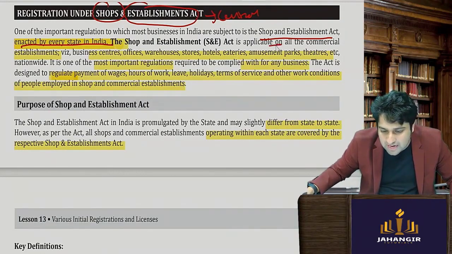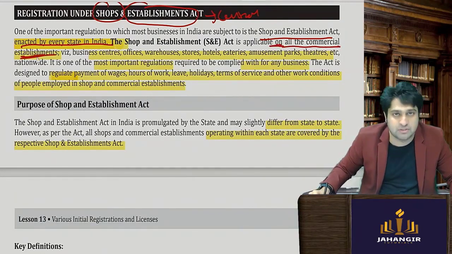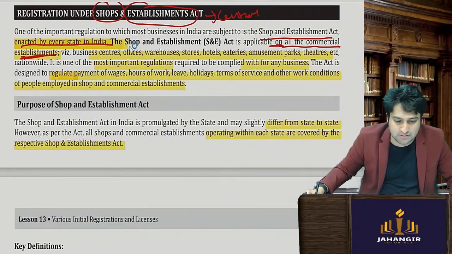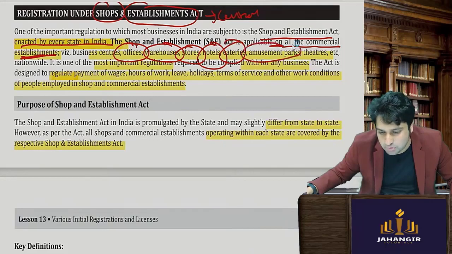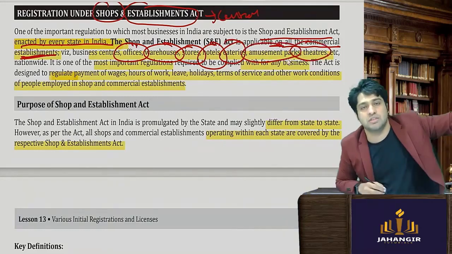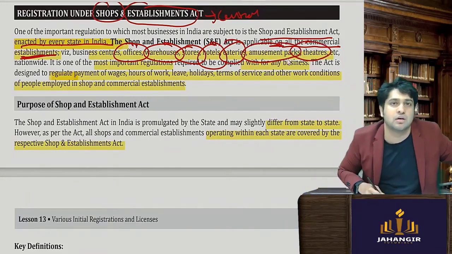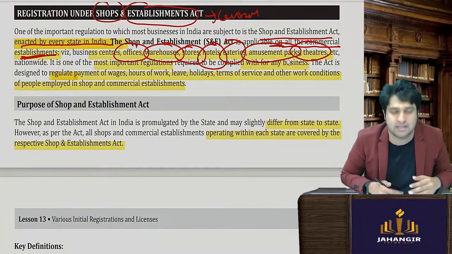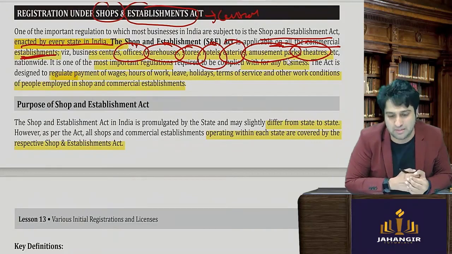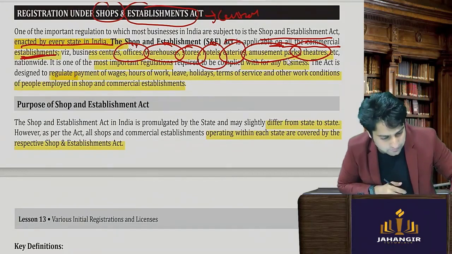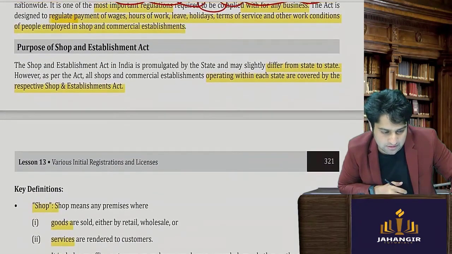Now we say it is applicable to all commercial establishments. Only from a business point of view: any office, any warehouse, any store, any hotels, any eatery, amusement park, theaters. So if you go to a cinema hall, they must have a Shops and Establishment registration. Classes, if you go now in physical, you will see a Shops and Establishment license. Everything is covered wherever goods and services are being given.